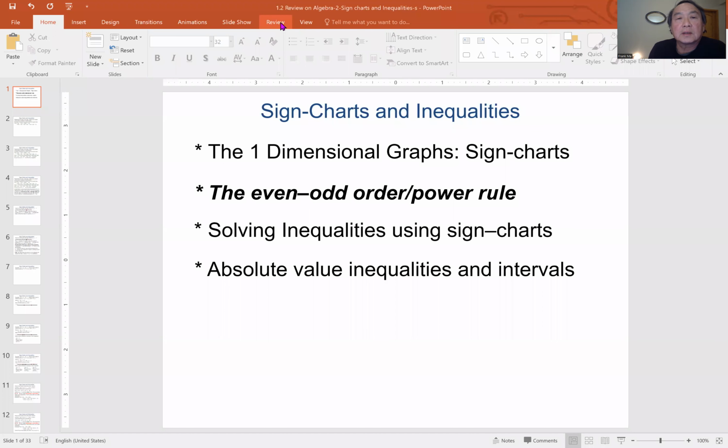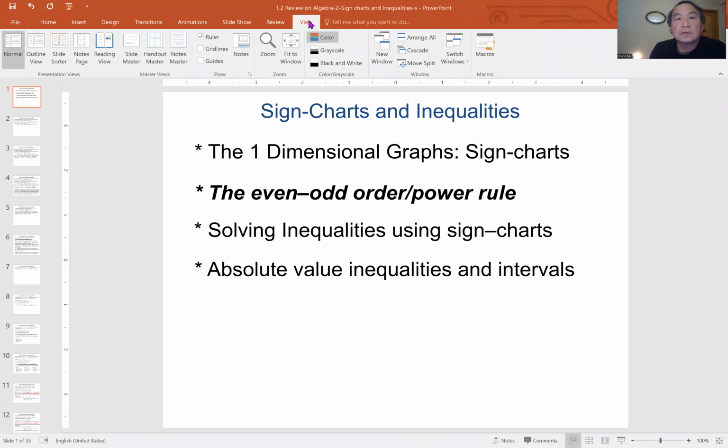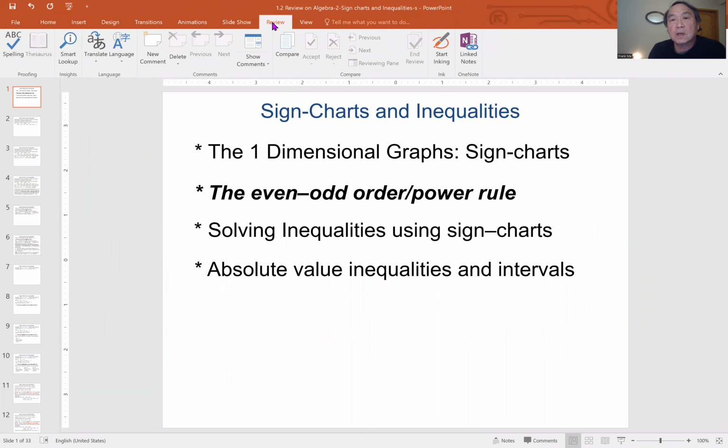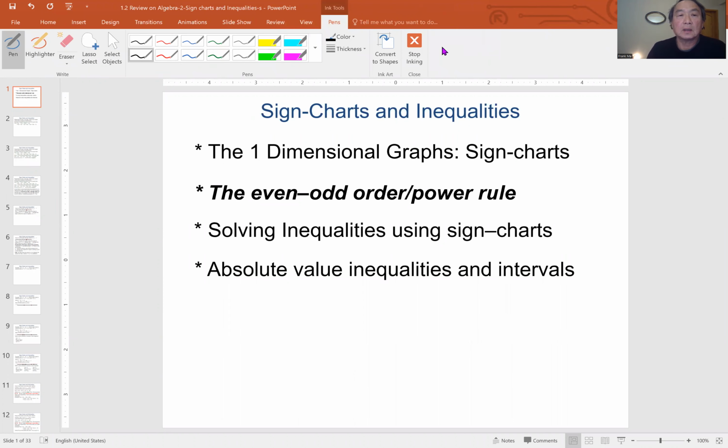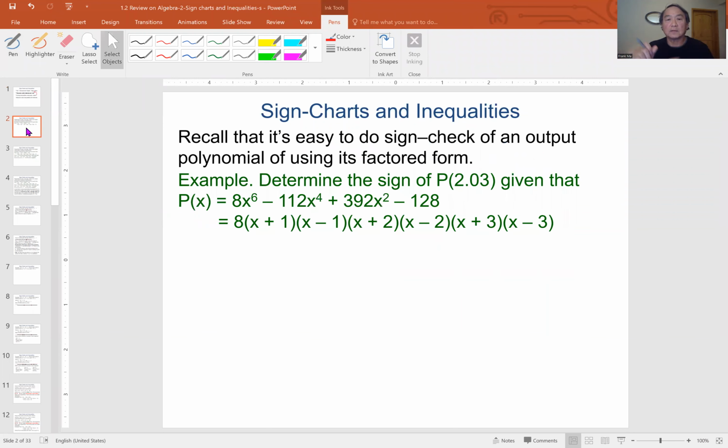Here is the topic of sign charts, which is one of the most important topics because it connects geometry and algebra at a one-dimensional level. From there, we get a picture of graphs of higher dimensions. Then we talk about the even and odd rule, power rules to make the sign chart. Then we solve inequalities using sign charts. Then we finish with some inequalities of absolute value, which are intervals.